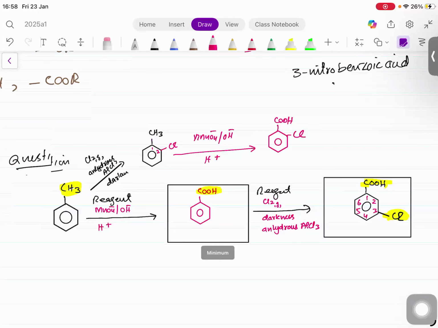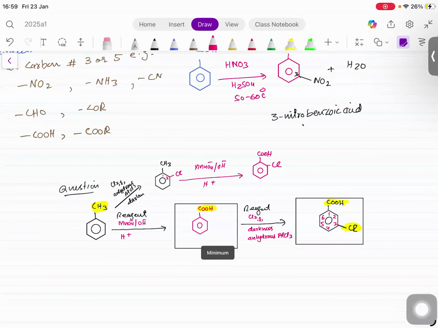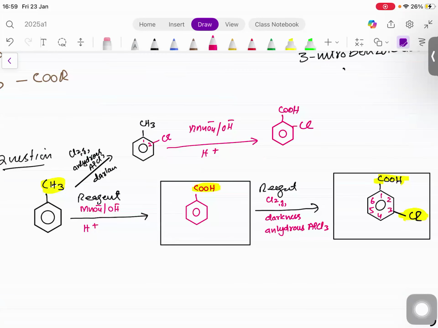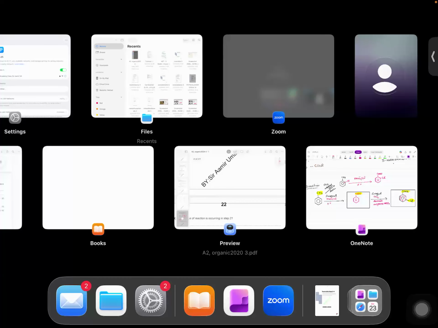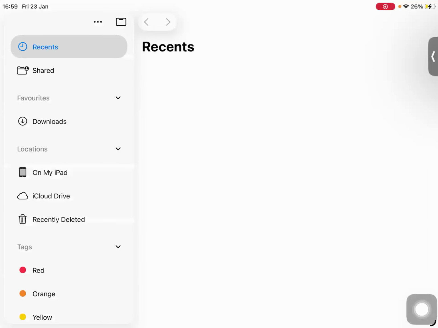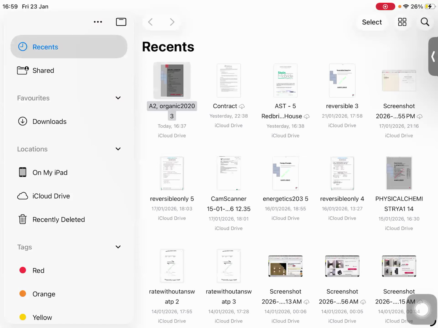So this is how they ask you the questions related to these 2,4 and 3,5 directing groups. So once the group is attached, it directs a further substitution either at carbon number 2 or at carbon number 4, depending upon the situation. For example, look at this question here. This question which you mentioned, Aris, I'm going to display it here.